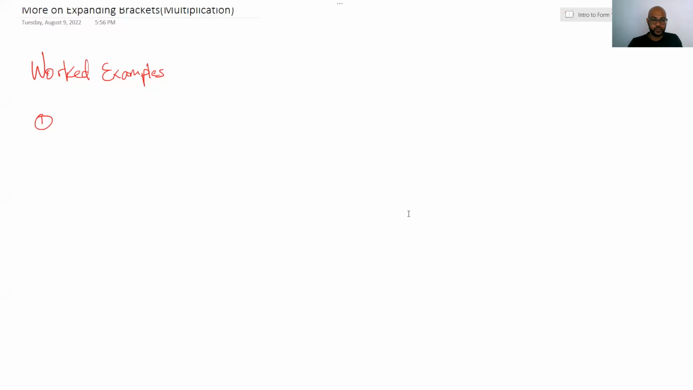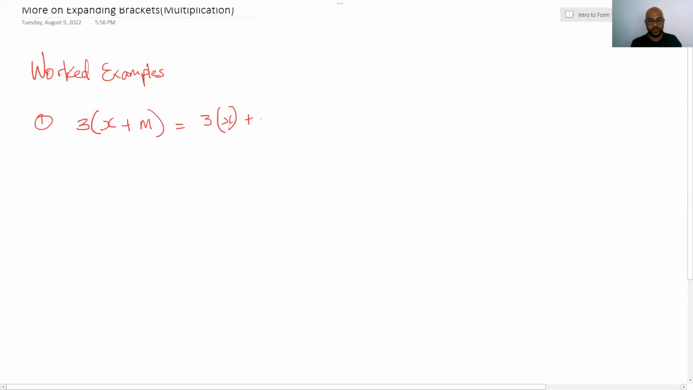All right, guys. So we're looking at more on expanding brackets. We're picking up from where we left off last week. Last week, we saw questions such as this one, where we had a positive number being multiplied by positive values inside of it. We said what we're doing is multiplying the value that's outside the bracket by what is inside of the bracket. That's going to give us 3x and 3x, right?